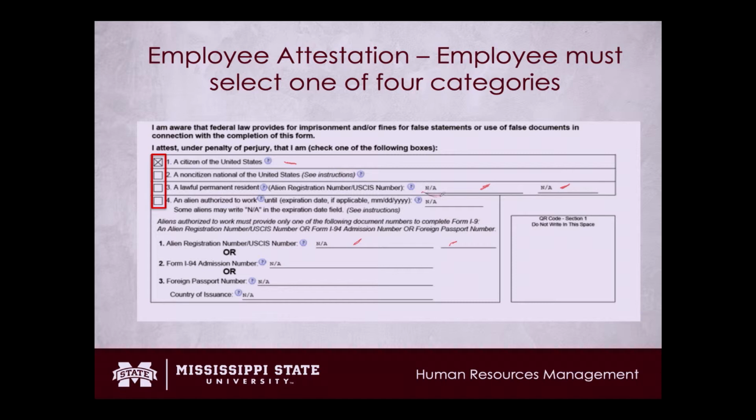You can also see from the example that NA is automatically populated if the employee has selected a citizen of the United States. And this is another great option for doing it electronically. Those boxes are populated for you. If you're doing it in ink, the student will need to put NA themselves in those empty spots so that the form will be correct and we will be able to accept it.